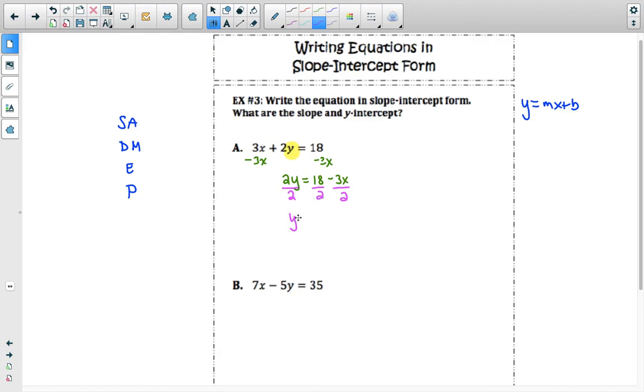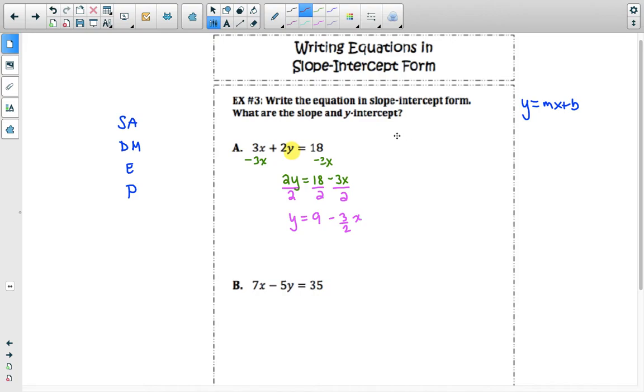Then I'll have my equal sign. Then positive 18 divided by positive 2 is a positive 9. Then we have a negative 3x divided by 2 is a negative 3 halves x. Now that y is by itself, we do have it in slope-intercept form. We can rewrite this to make it look exactly like y equals mx plus b. This is slope-intercept form, just in a different version of it. We can rewrite this to have our slope aspect first, and then our y-intercept aspect second.